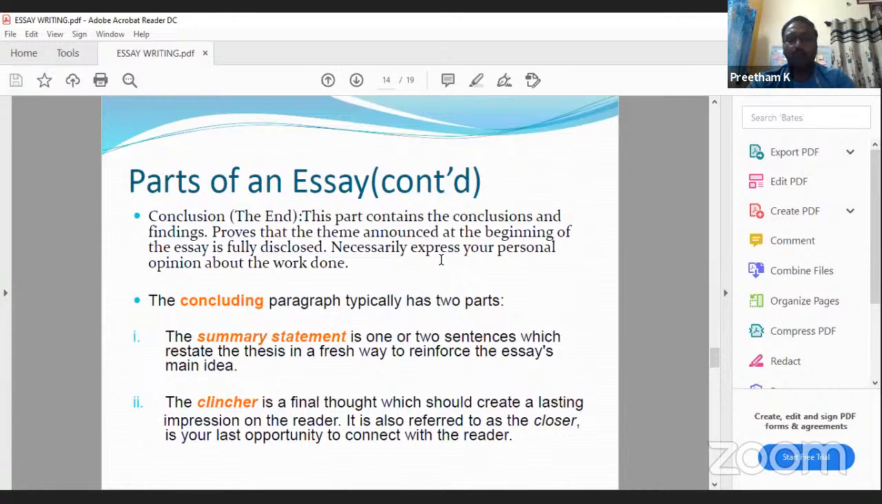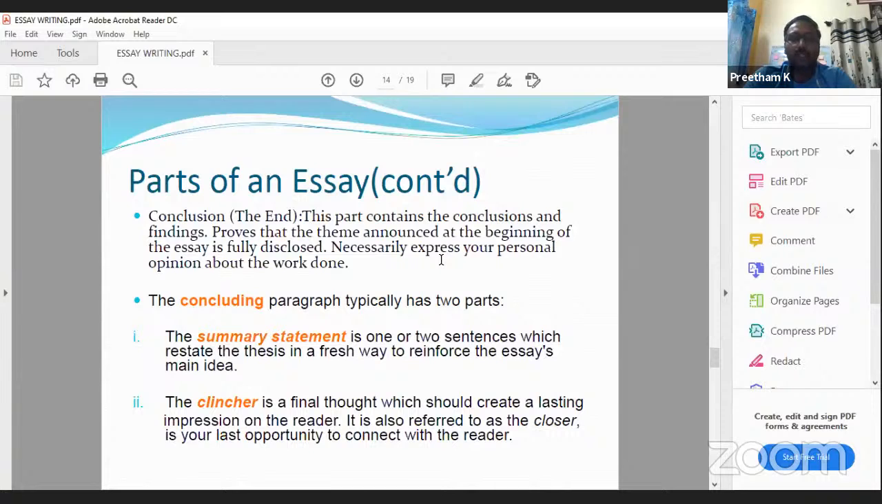This part, the conclusion, explains the conclusions and findings, and proves that the theme announced at the beginning of the essay is fully disclosed. It may also express your personal opinion about the work done. The concluding paragraph typically has two parts. It has a summary statement in one or two sentences, which restates the thesis in a fresh way to reinforce the essay's main idea. Then the clincher is a final thought which should create a lasting impression on the reader.